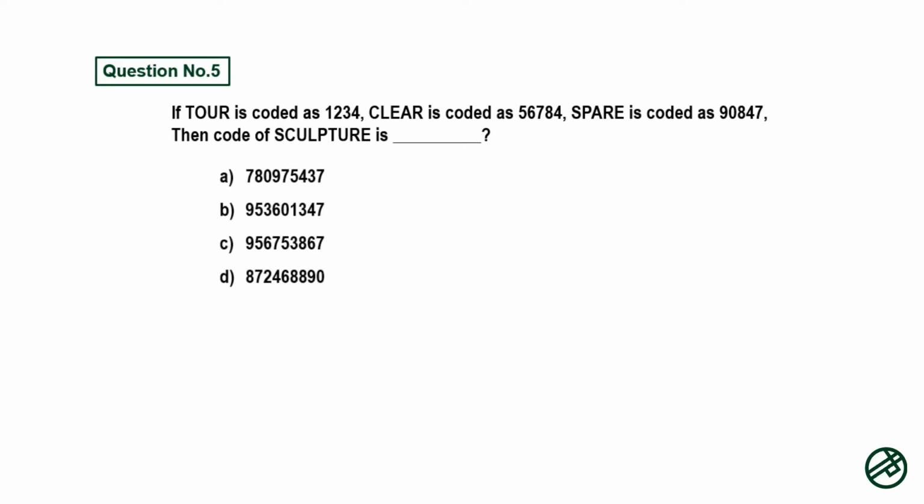Question number 5. If tour is coded as 1234, clear is coded as 56784, spare is coded as 90847, then code of sculpture is option A, 78097547, option B, 95360137, option C, 9567538867, option D, 8724688890. Answer is option B, 95360137.